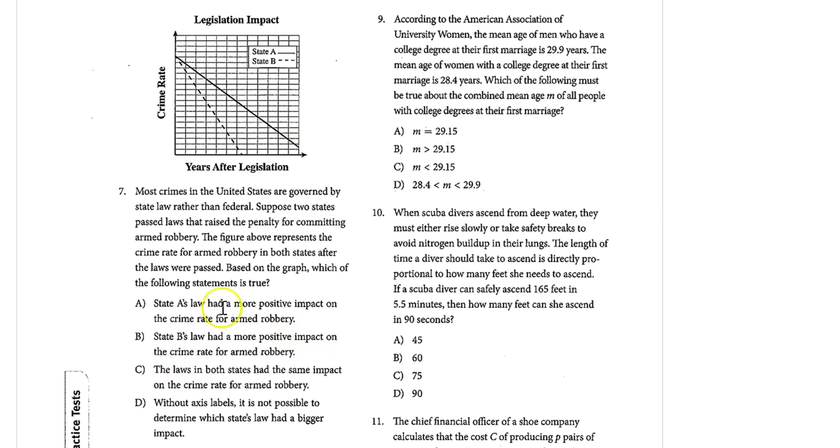C, they have the same impact. That would mean the lines are the same. They're not. D is the option that we can't determine it. But if we look here, we can actually see that state B is decreasing faster than state A. So that means B is going to make sense, because positive impact would mean crime's going down. So since B is decreasing faster, our choice here is B.